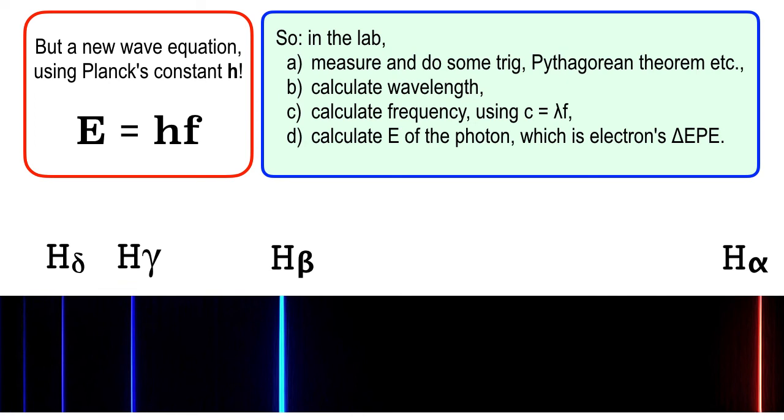And then to get the frequency, you use c equals lambda f, the wave equation for electromagnetic radiation. And then once you have the frequency, bang, you use the energy formula, E equals hf. That's the energy of the photon. And what that tells you is the change of electric potential energy for the electron.